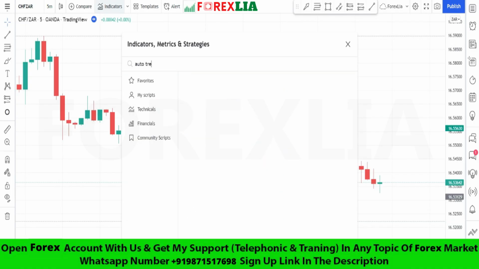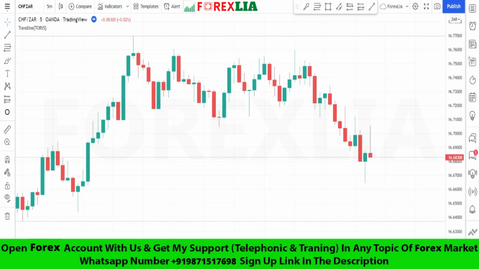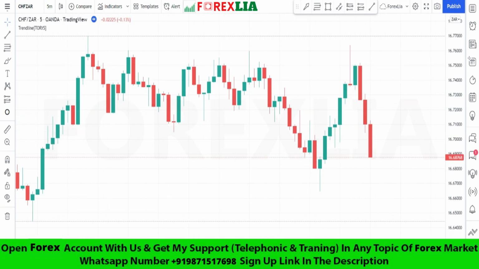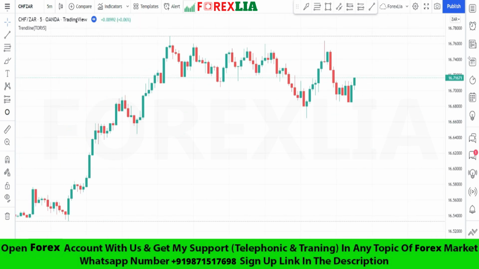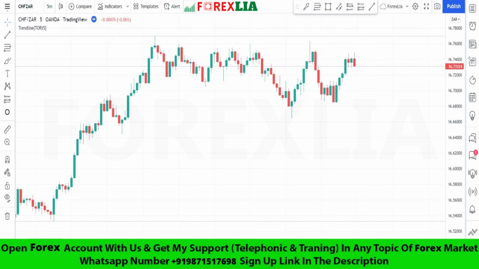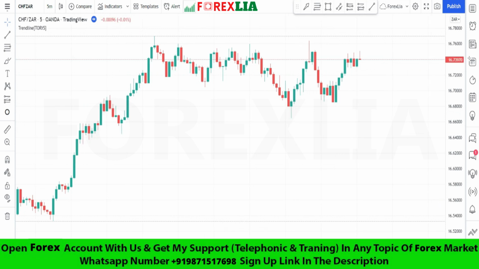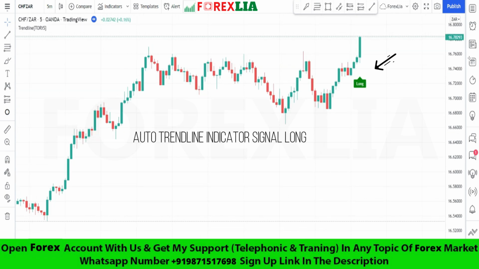This strategy we need the auto trendline indicator. Here is the buy signal confirmation. We place the buy trade here.